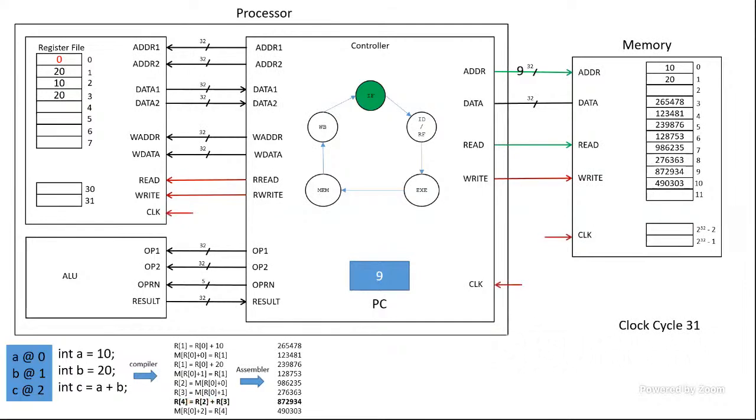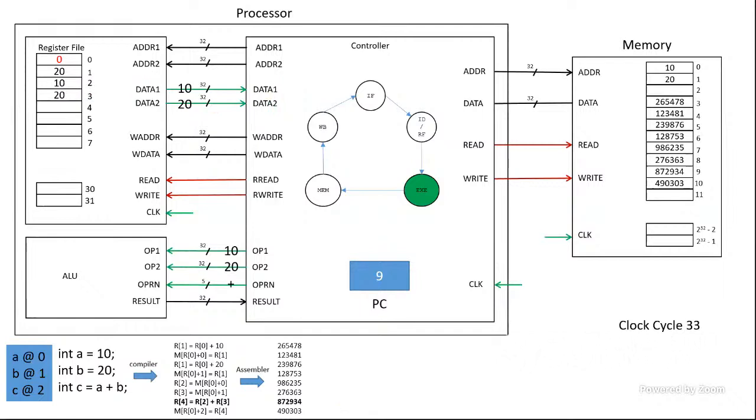So let's see how it does it. It comes back with that instruction, and the controller parses it. It knows that it needs to read from registers 2 and 3. So it sends those 2 read addresses into the register file, putting it in read mode. And in the next cycle, the register file sends back the 2 data values, 10 and 20, over the line.